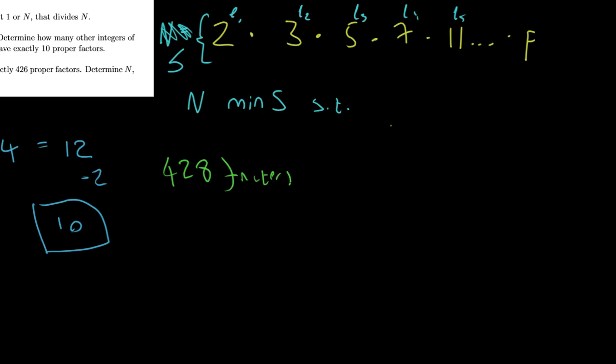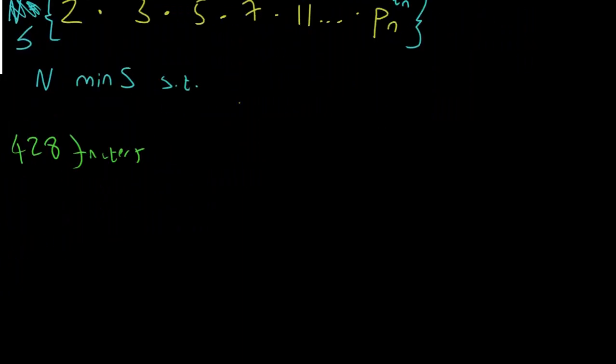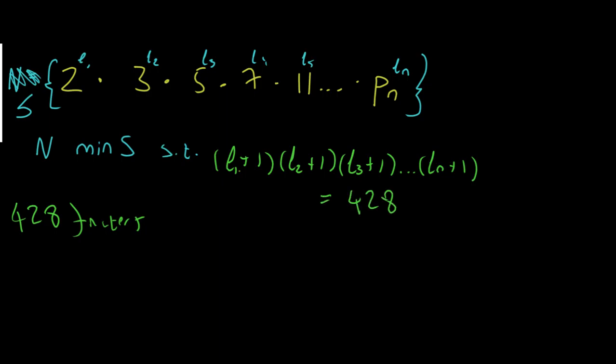Okay. And when it has 428 factors, by our cool factoring method that we discussed, n is going to be the minimum number in that set, such that L1 plus 1, times L2 plus 1, times L3 plus 1, and so on all the way up to Ln plus 1, equals 428. And so it's the minimum such that this holds. Okay.